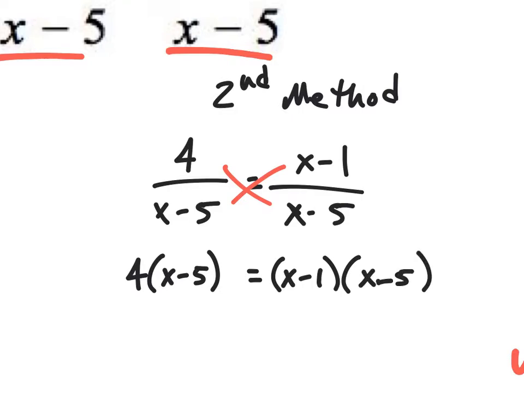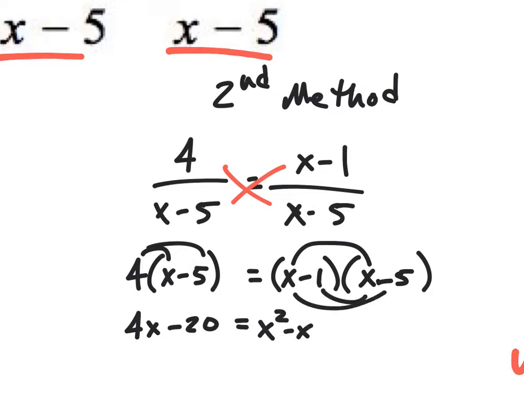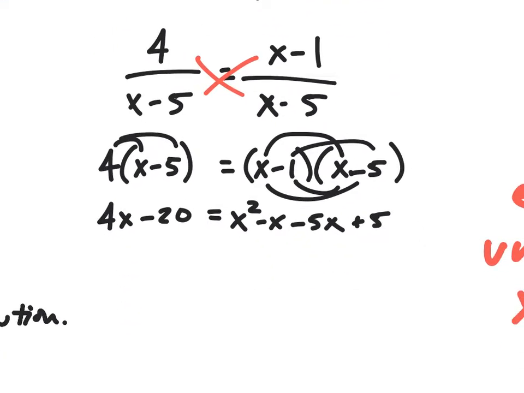Let's go ahead and distribute our 4 here. So we're going to get 4x minus 20 is equal to, and then here we need to multiply all this out. We're going to get x squared minus x minus 5x, and then plus 5. So what we have is a quadratic, which is a little bit more complicated to solve. Let's combine like terms: 4x minus 20 is equal to x squared minus 6x plus 5.